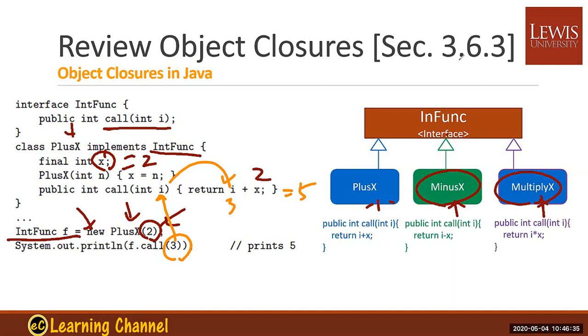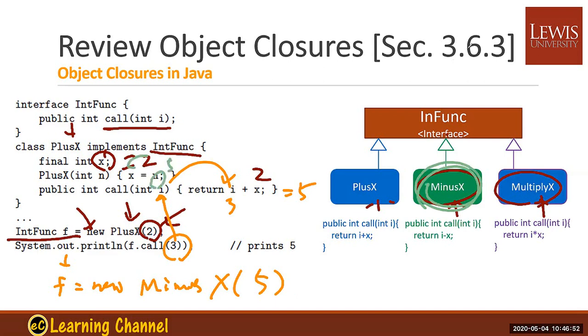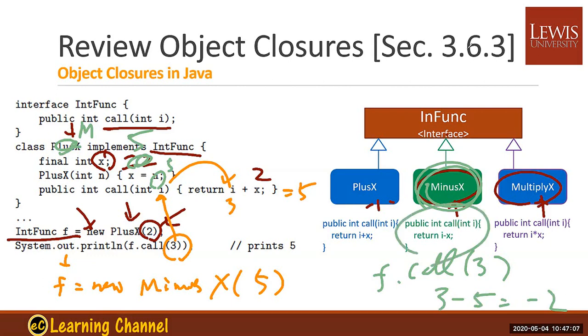Yes. So now, if I say f equals new minusX, I put 5. In the minusX function I assign the 5 to x, so x becomes 5 in minus. Then I do f.call(3). Now this time it becomes 3 minus 5, which is minus 2. Is that okay? Yes. So f can accept different functions. Okay, let's do this one in Java.